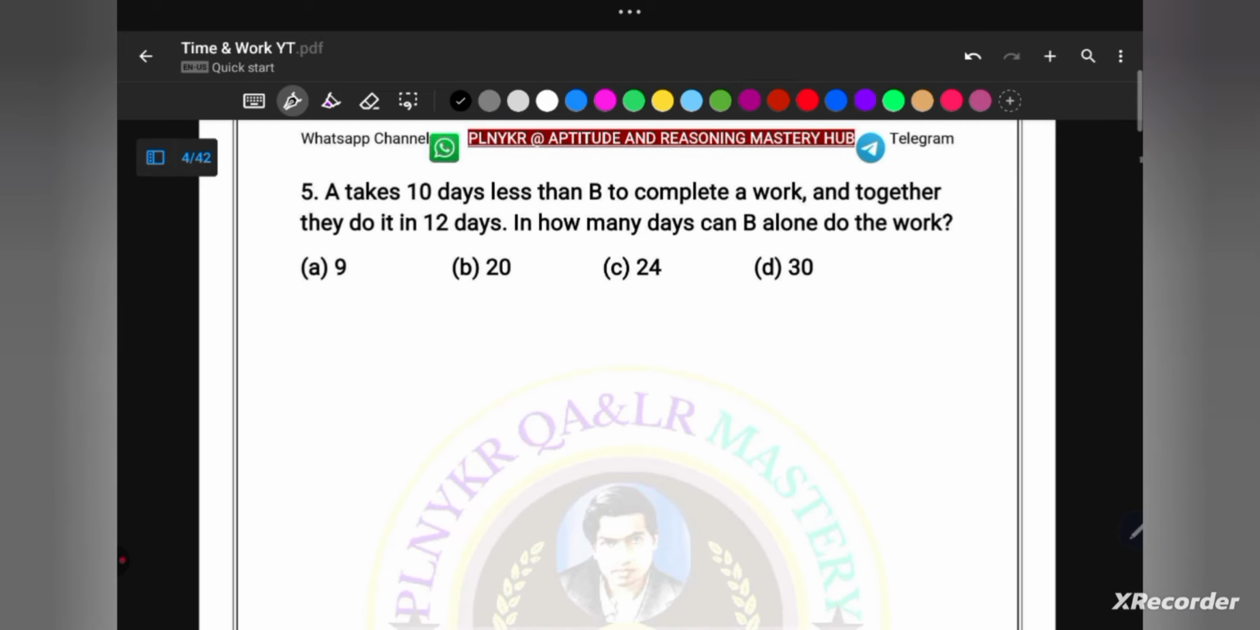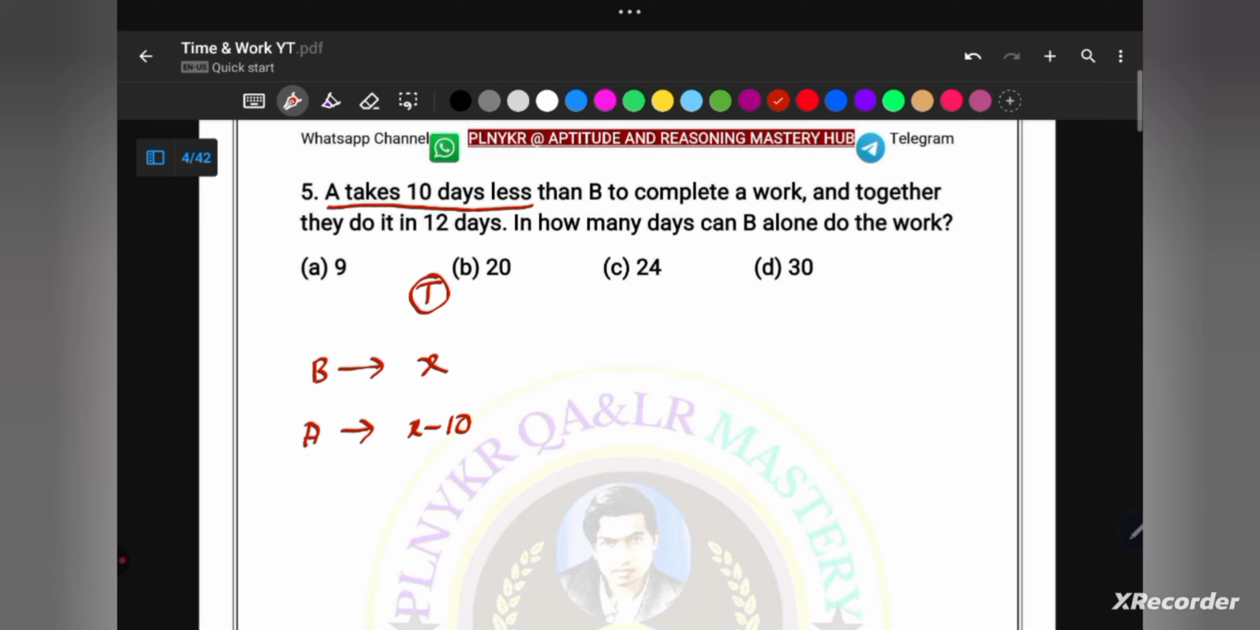The next question. What is the question asking here? What is the time taken by B? So here we don't know the time. Whenever we don't know the value, we'll be taking it as a variable. For example, here I'll take the time taken by B as X. Whereas in the question A takes 10 days less. That means we have already taken X for B, so for A, it will be X minus 10. These are the time periods as per the question.